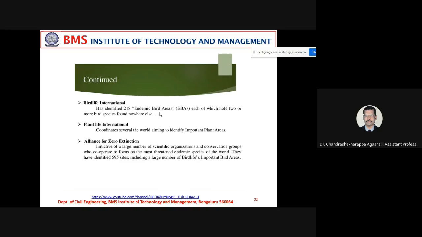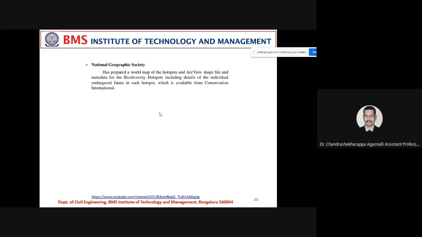So these things are very, very important. Birds and plants, and Alliance for the other things. Scientific organizations and conservation groups focused on the most threatened endemic species of the world have identified 595 sites, including a large number of bird lives.